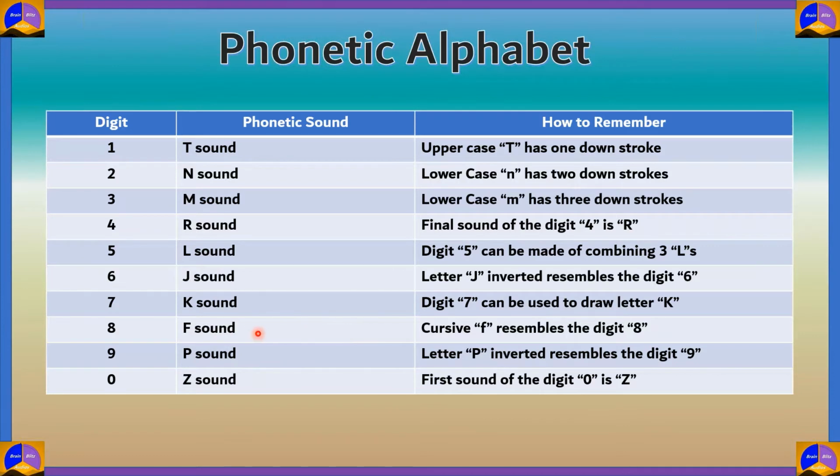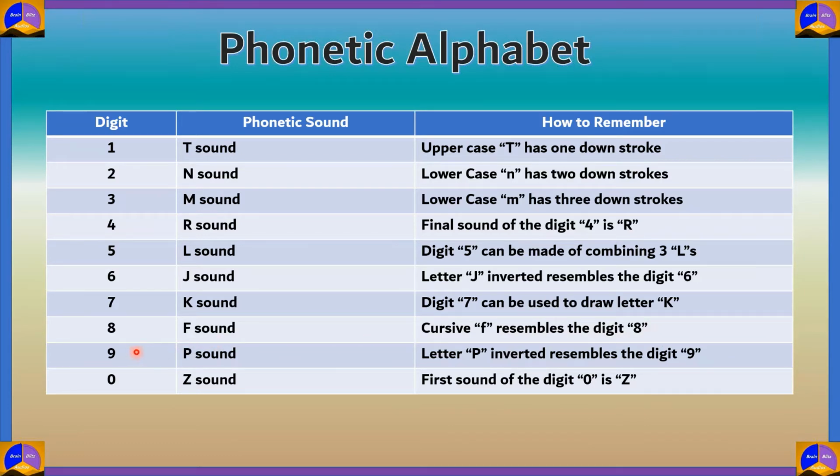Now, the reason that we can use to remember that the F sound is for the digit 8 is the fact that cursive F resembles the number 8. So F, when written in cursive, resembles the digit 8.